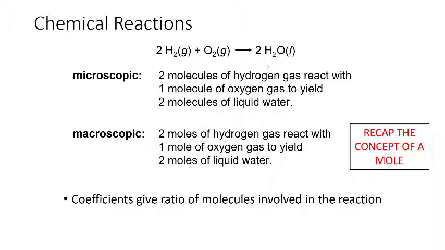You can have that same sort of idea expand to the number of moles. So this same chemical equation states that 2 moles of hydrogen molecules plus 1 mole of oxygen gas. If there's no number in this stoichiometric coefficient, that means that it's 1. So 1 mole of oxygen gas yields 2 moles of liquid water. And so these coefficients give the ratio of molecules involved in the reaction, and also give the ratio of number of moles. Okay, so you can think of this as microscopic in terms of molecules, macroscopic in terms of number of moles.